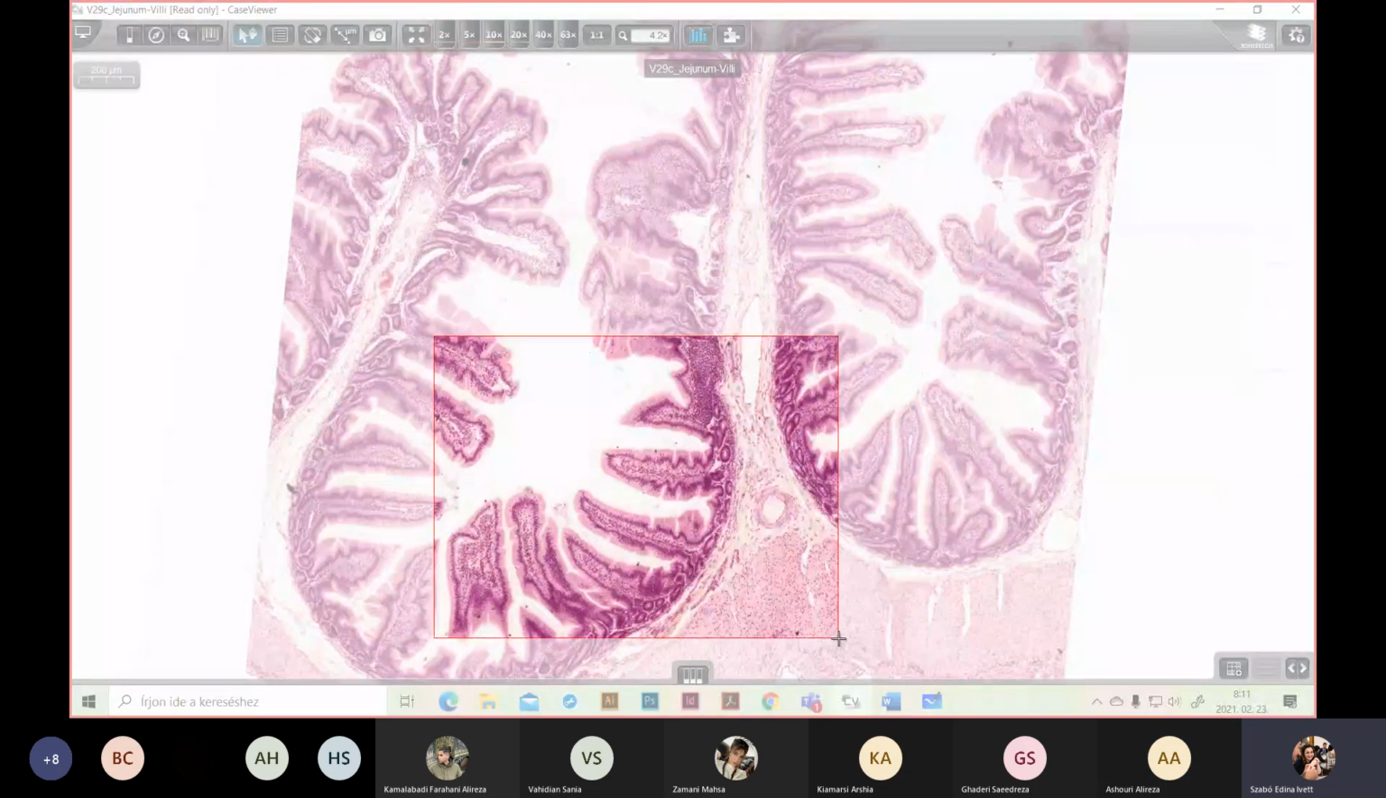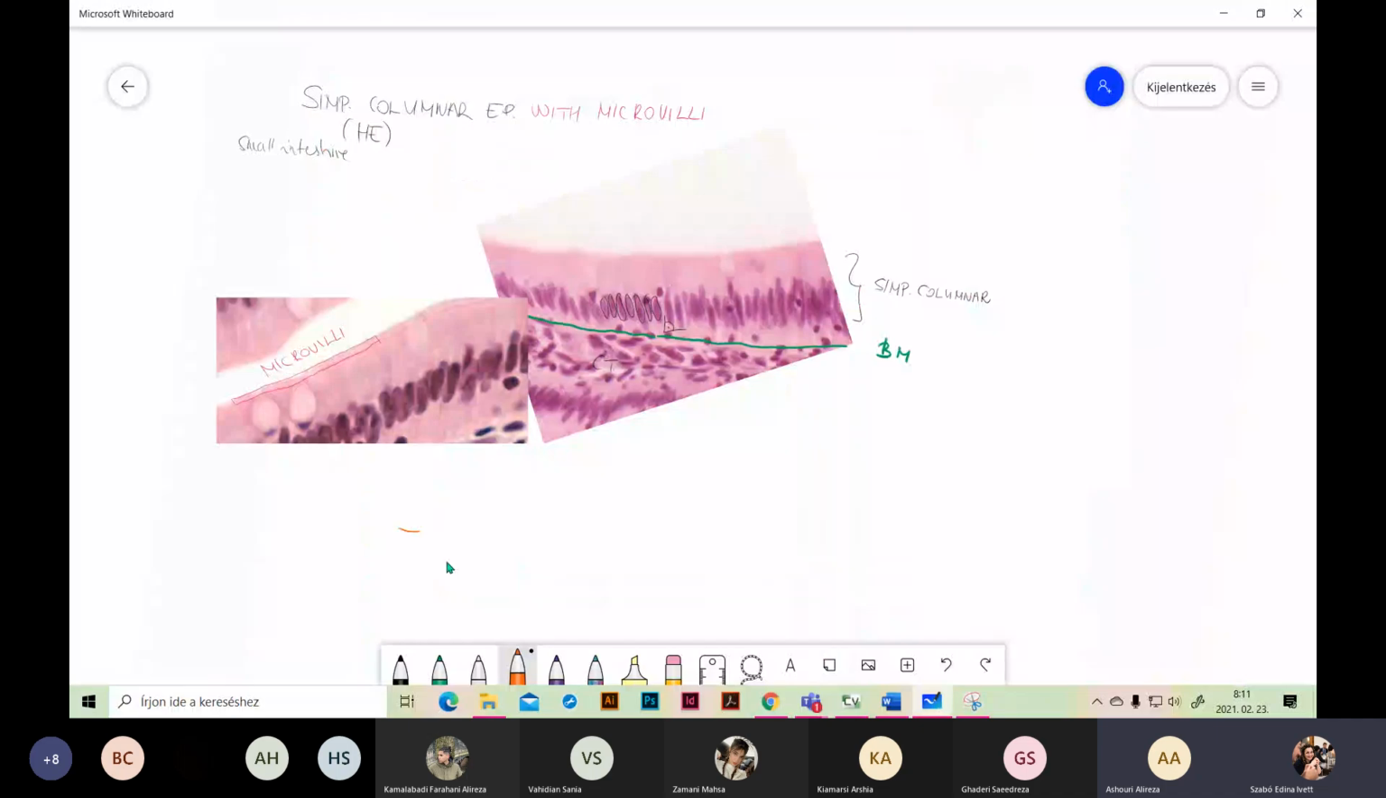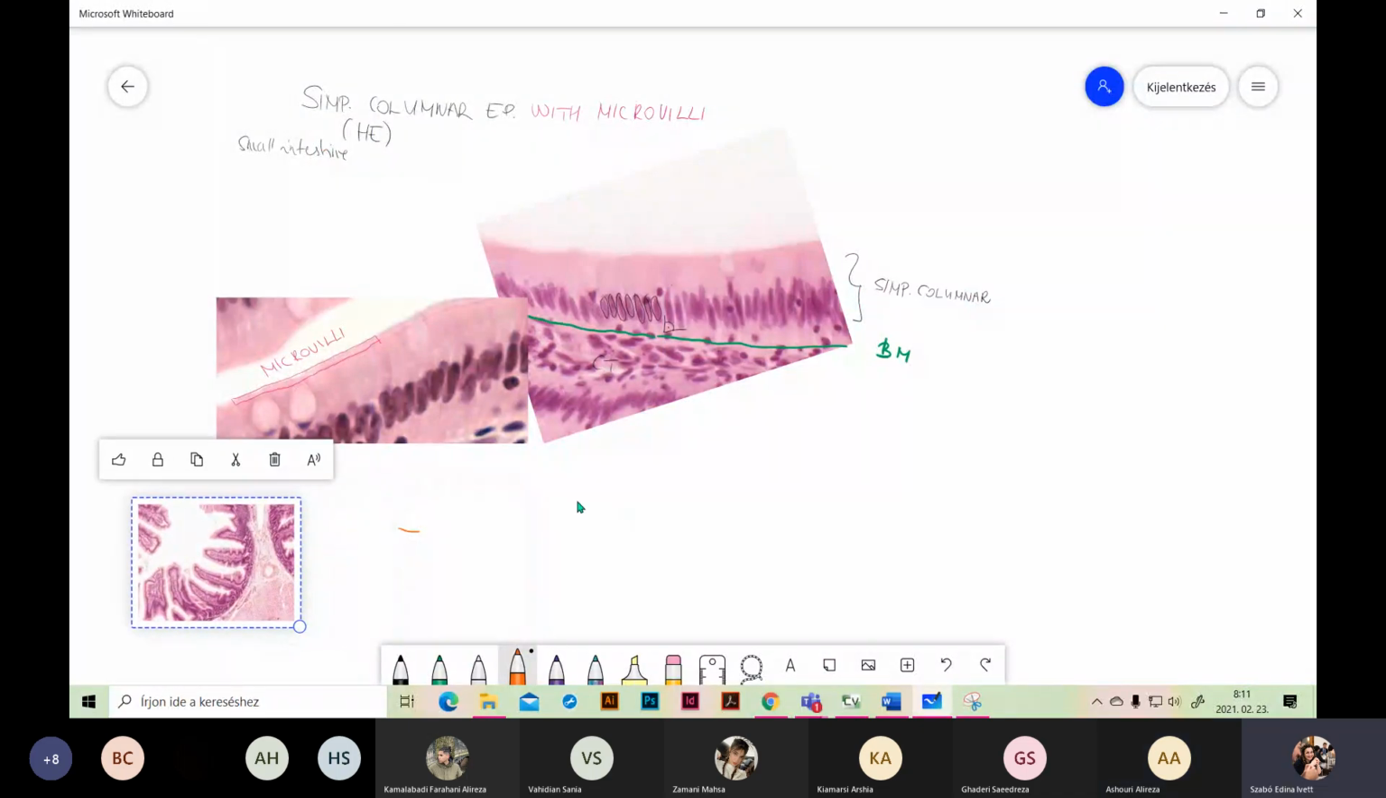Microvilli. Not microvilli, just villi. Villi. Yes, villi. Here you see these finger-like protrusions of small intestine. It's called villi. And please don't mix it with the microvilli, because microvilli is the surface modification of one single columnar cell.